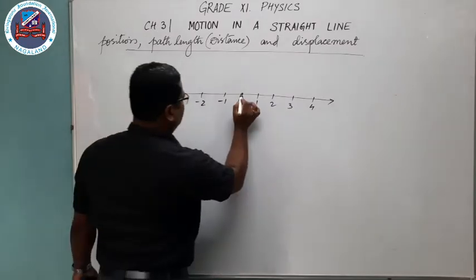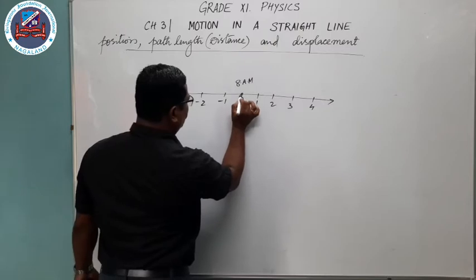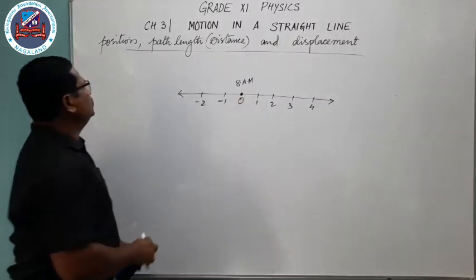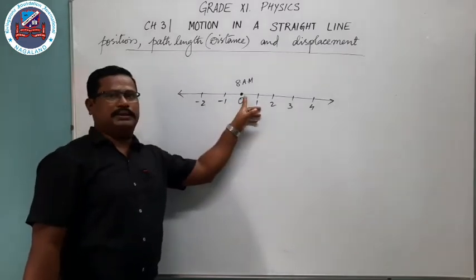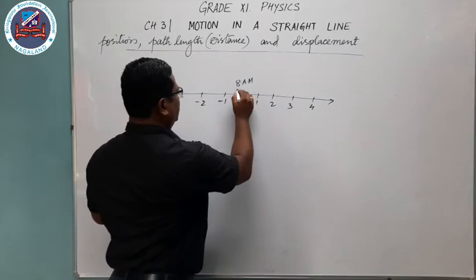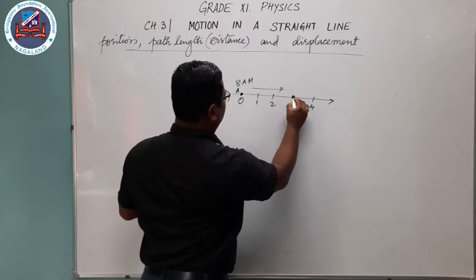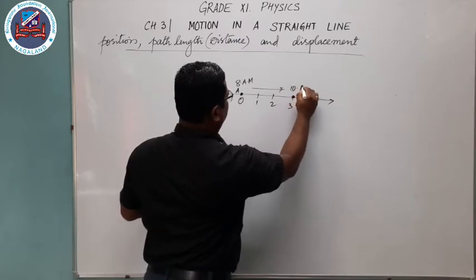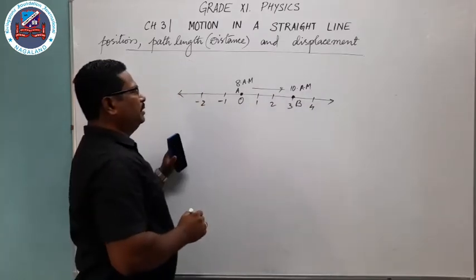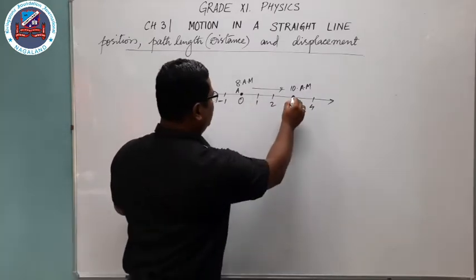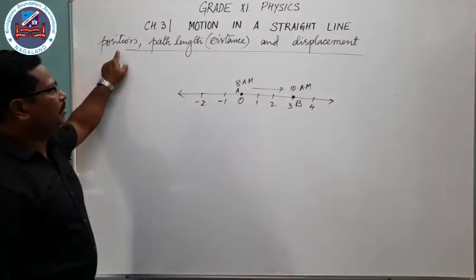The object started at 8 a.m. from O. So where is the position of the object and where is it located? At 8 a.m. it is located at O here. So this is the position of the object. After 2 hours, suppose the body has traveled this way and reached here at B at 10 a.m. Suppose it has reached here at point B. So where is the position of the object? Then we will say it is placed at point B. That gives us the position of the object.